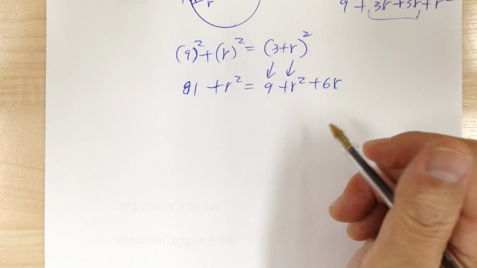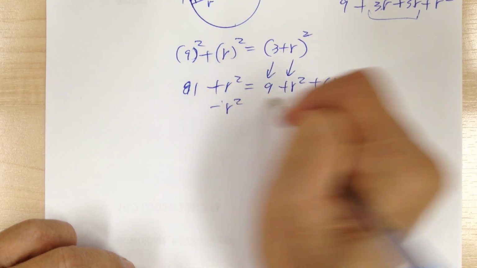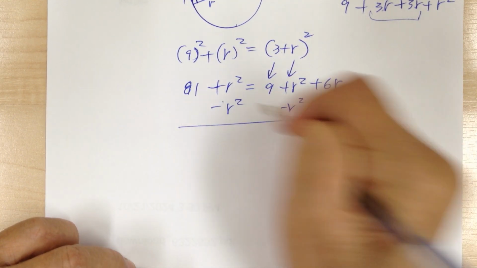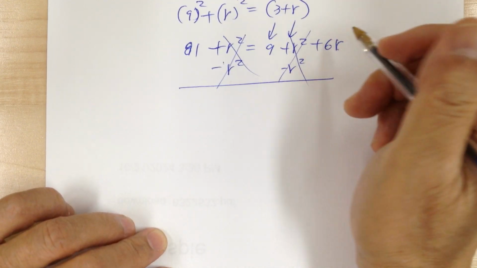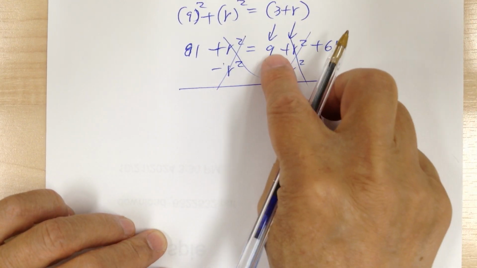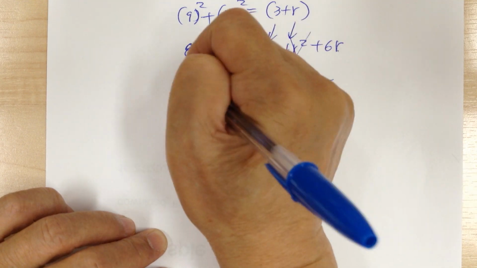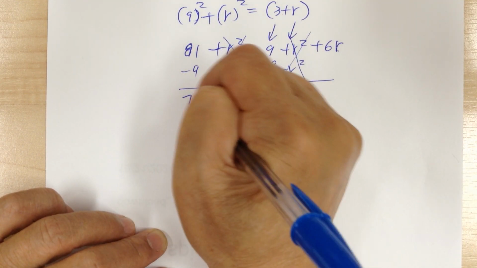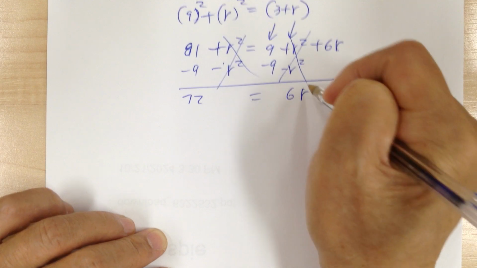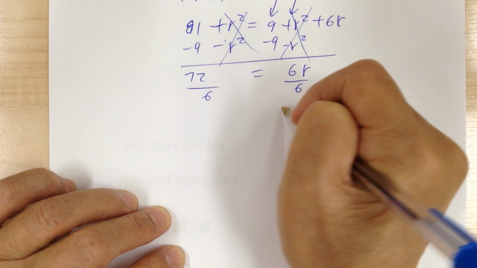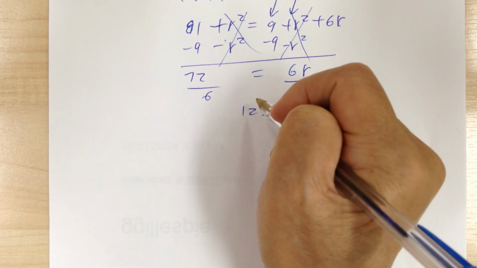Anyway, from here, the r squared cancels out. So minus r squared cancels out on both sides. Since these are gone, we can go and solve for r. So minus 9 on both sides, you're going to get 72 equals 6r. Divided by 6, r equals 12.